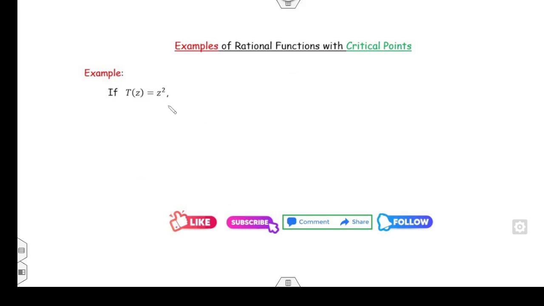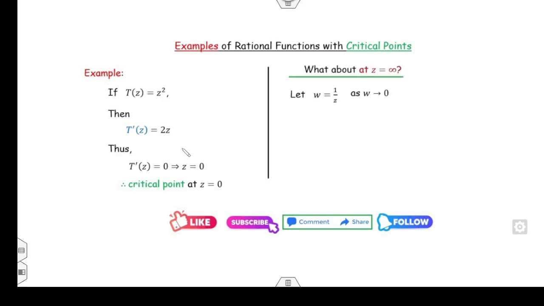Look at the other one. Again, this is not a Mobius transformation. So if you find the derivative, clearly z is equal to 0 is my critical point. What can you say about infinity?